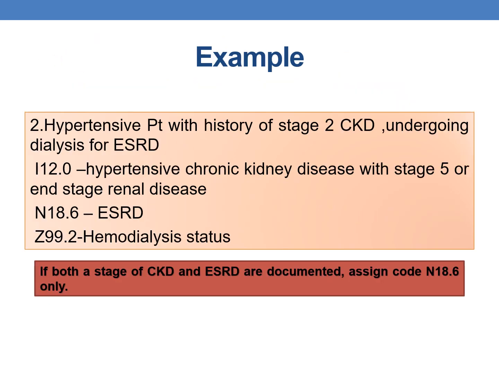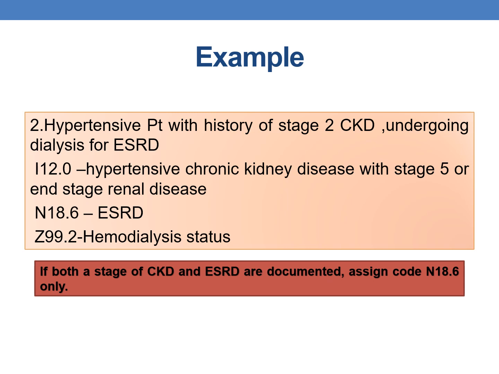Let us discuss an example. Hypertensive patient with history of stage 2 CKD undergoing dialysis for ESRD. Here the patient is having history of stage 2 CKD and now currently is undergoing dialysis for end stage renal disease. So the disease has progressed. Then you need to code ESRD, not stage 2.